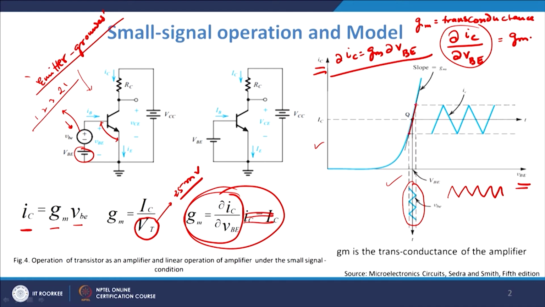So, the maximum value of Q is this and this. So, we are still in the linear region of operation of the transistor. I get this to be the output, a triangular output waveform will be there, right.